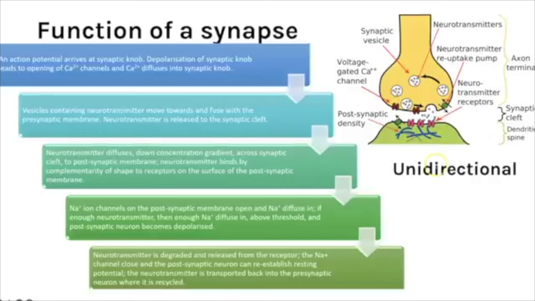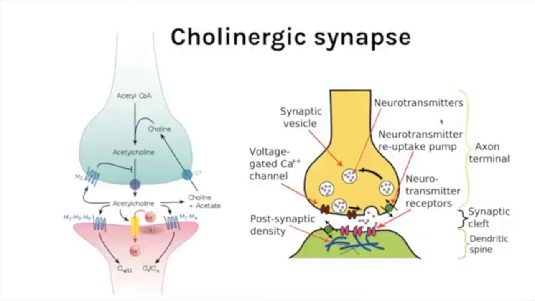Now, this is unidirectional, and you could be asked, how is it ensured that it's unidirectional? And there's a couple of ideas. Number one, the vesicles containing those neurotransmitters are only in the presynaptic neuron, so they can only be released from this side. Because of that concentration gradient, diffusion happens from the pre to the postsynaptic neuron, and you only find the receptors complementary in shape to those neurotransmitters on the membrane of the postsynaptic neuron.